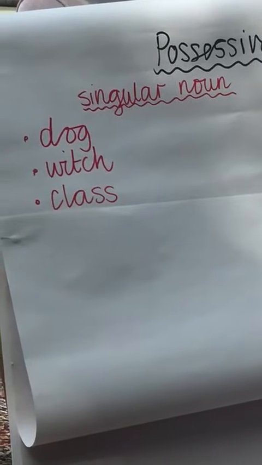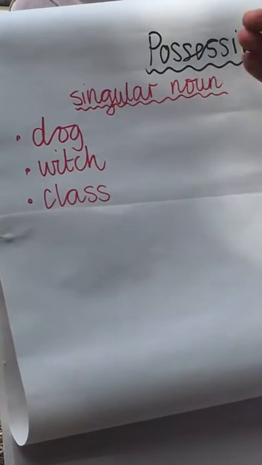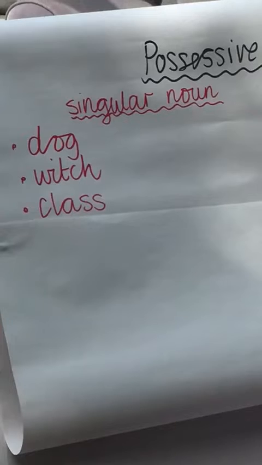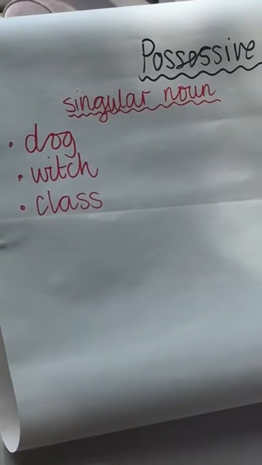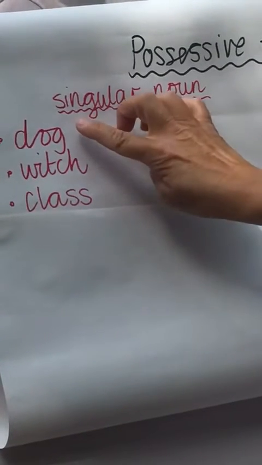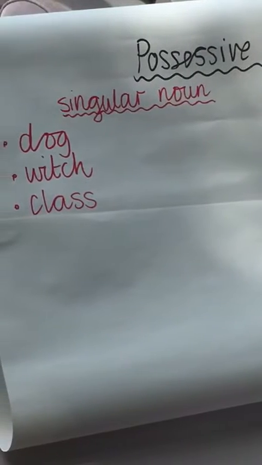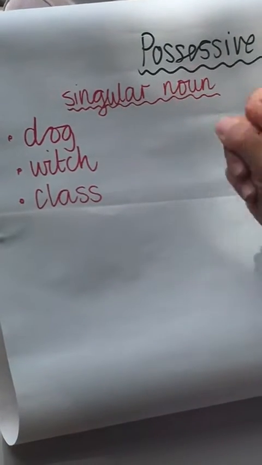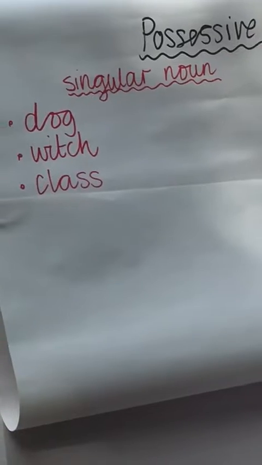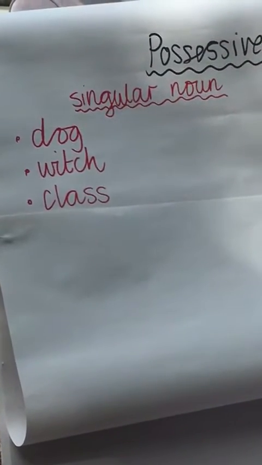So if we have a singular noun, so just a single thing, a noun is a being or a thing or something in a sentence. So we've got dog, witch, class. You can see that they're all talking about one dog, one witch, one class. That's why they're singular. Let's take a look at what we do.